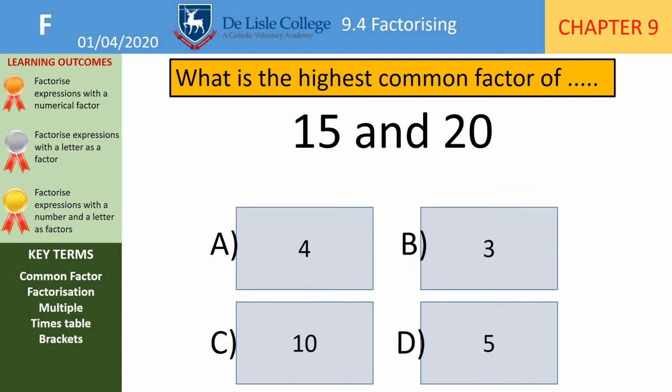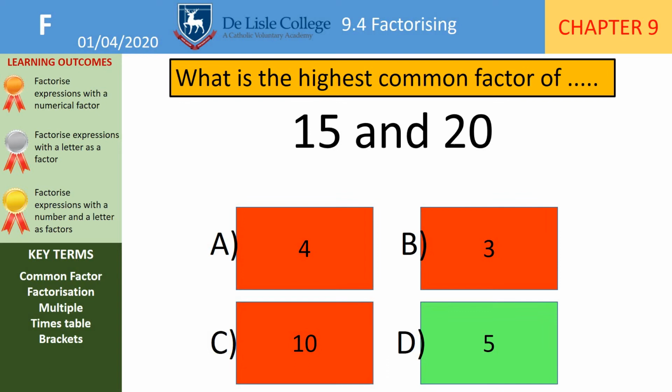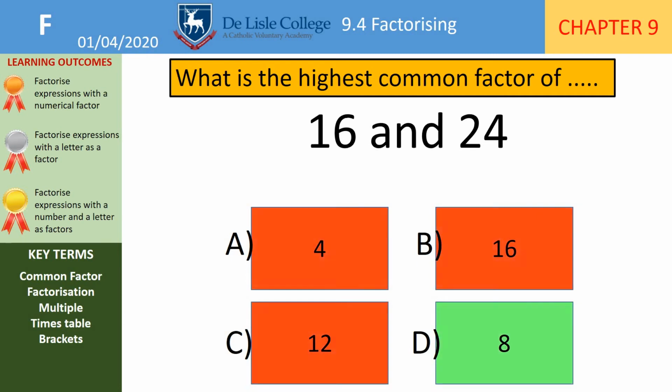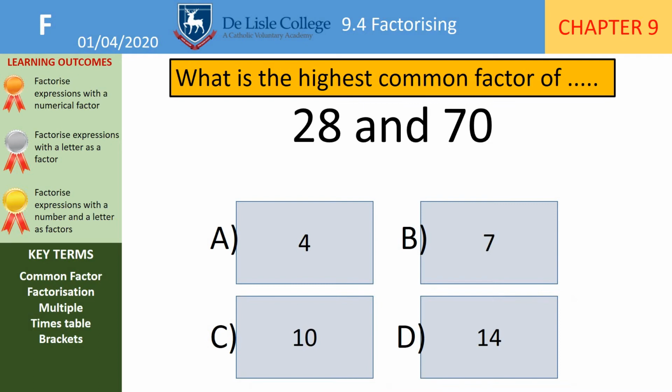What's the highest common factor of 15 and 20? It's going to be 5 this time, because 5 is the only common factor again. Think carefully. What's the highest common factor of 16 and 24? You might be thinking 4, but in fact it's 8. We want the highest common factor. Okay, be careful, it's going to become very important as we go through.